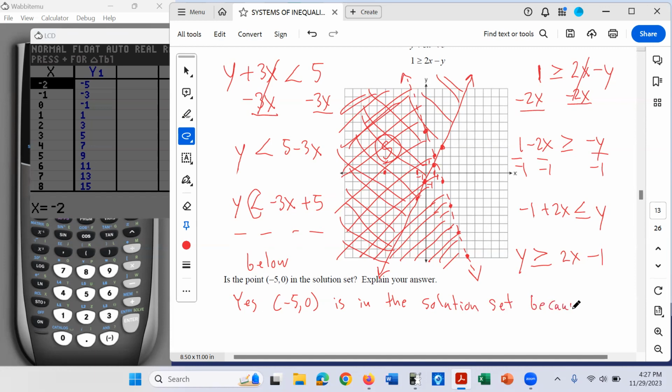Because, yeah, it's in the solution set because it's in the double shaded area.